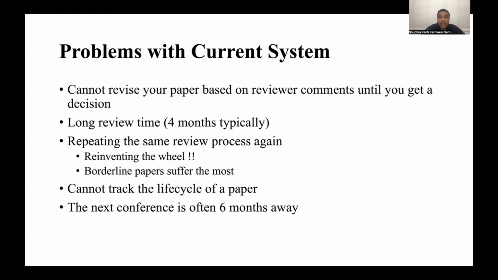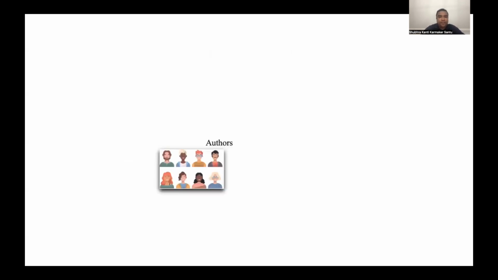And you cannot track the life cycle of a paper because there is no centralized system, and it's hard to actually measure reviewing quality, the impact of reviews, and how authors are responding to the reviews. And the next conference is often 6 months away, so the authors have to wait. But with ARR, you can submit every 2 months. So let's see what ARR does to improve the system.